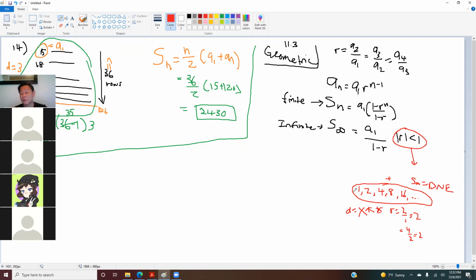If you look at this series and add all these numbers up, you find out that it goes to infinity because this number is getting bigger and bigger and bigger. So 32, and then eventually this will go to millions and billions and so on. So to add this up to infinity, the sum does not exist. That's the reason why: your r in this case is greater than 1. It's 2 in this case. So this infinite series will be DNE.